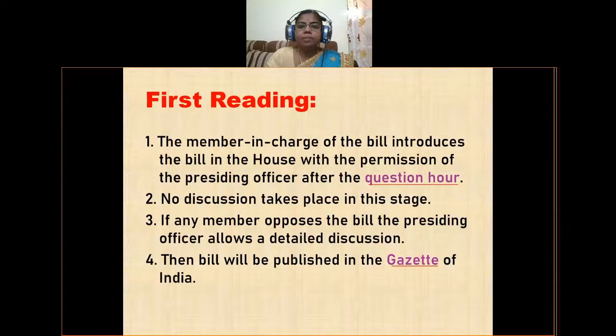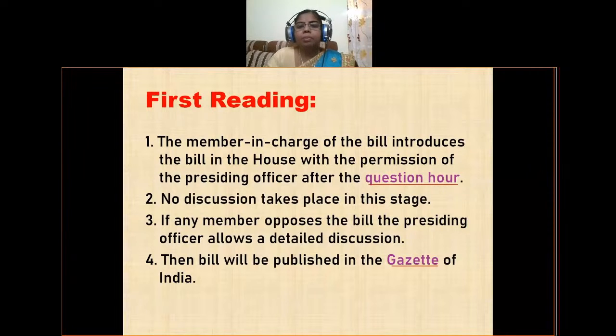No discussion takes place in this stage. During the first reading, after the introduction of the bill, no discussion takes place. Only the main points will be explained by the minister concerned. If any member opposes the bill, the presiding officer allows a detailed discussion in the first reading itself. Otherwise, he will not allow detailed discussion in the first reading.